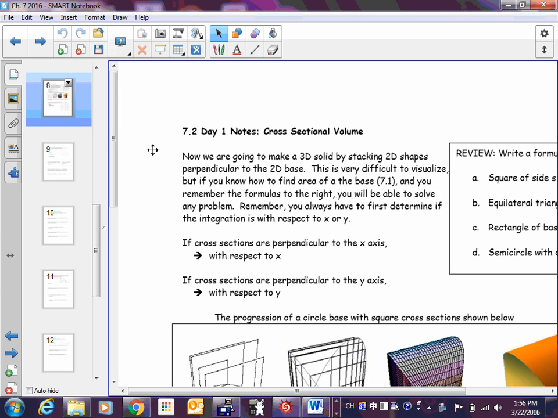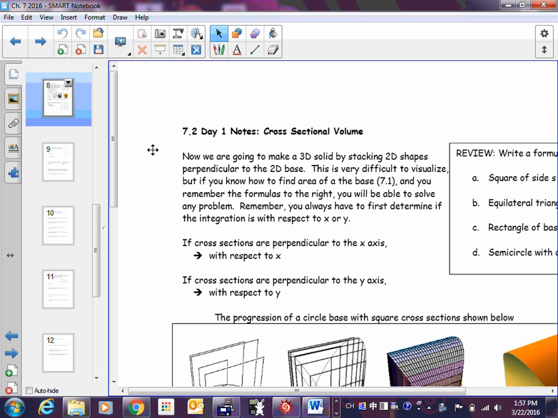Okay, so what we're going to be doing today is making a 3D solid by stacking 2D shapes perpendicular to the 2D base. Keep in mind that the base and the stacking shapes, which we're going to call cross sections, could be the same, but they're probably not going to be the same shape.